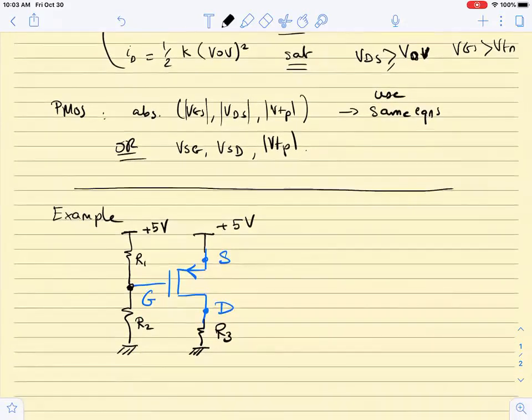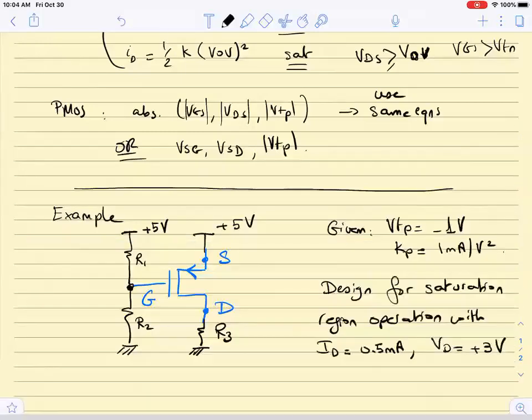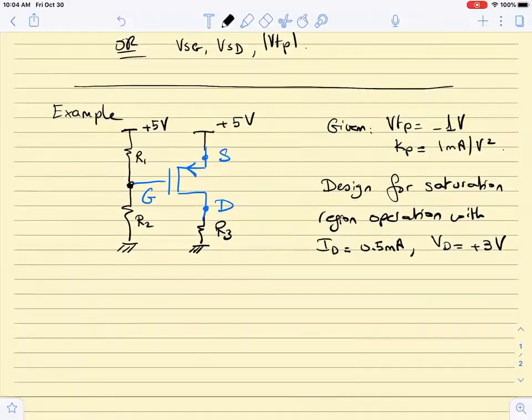In this example we have given VTP is equal to minus 1 volts, KP اللي هي K prime W by L يعني is equal to 1 milliamp per volt square, and they are asking us to design for saturation region operation يعني بدي حدد resistor values so that the device is biased in the saturation region with the following characteristics, with the ID equal to 0.5 milliamps and VD equal to plus 3 volts. هيدا الجيفن اللي عاطينا إياه, and they are asking me to find R3, R1 and R2 values.